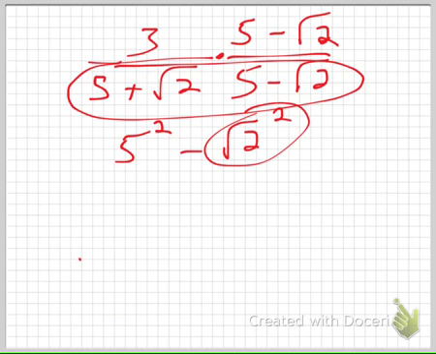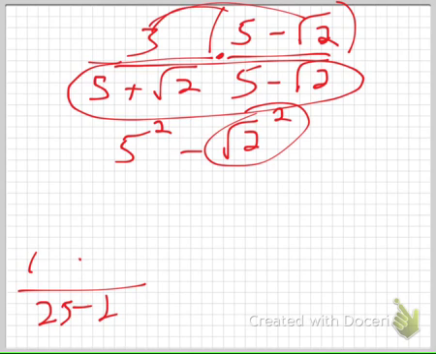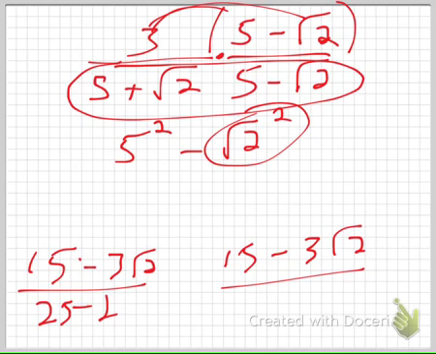Let me write it out though. It ends up being 25 minus 2. That's the denominator. The numerator up here, what do I do here? This is 3 times this, so it ends up being 15 minus 3 times the square root of 2. Do you agree? Okay. 15 minus 3 times the square root of 2 over 23.